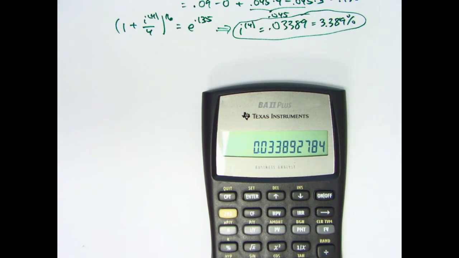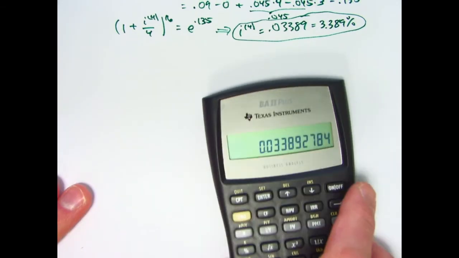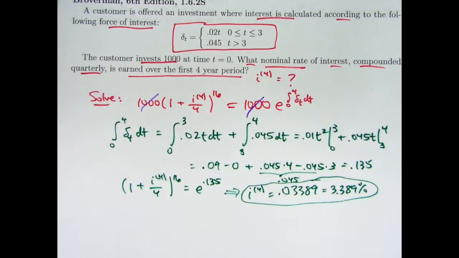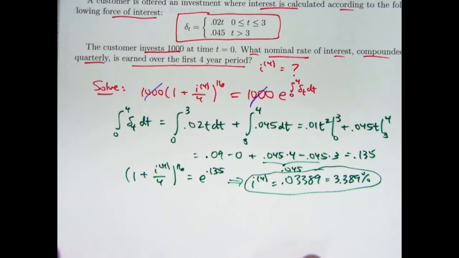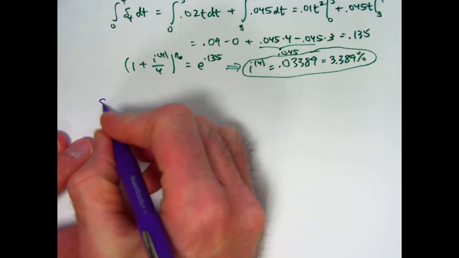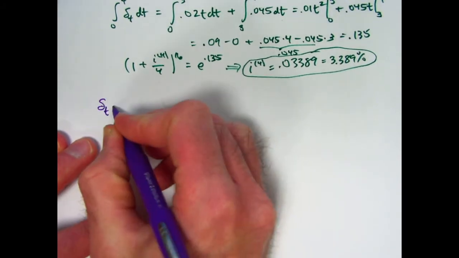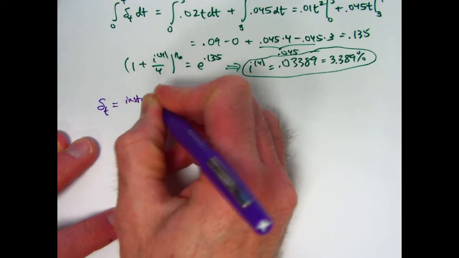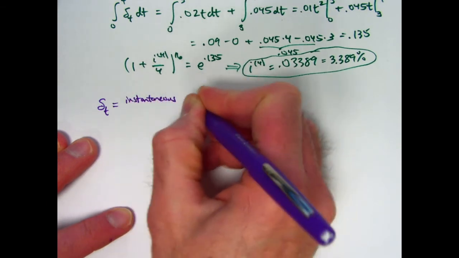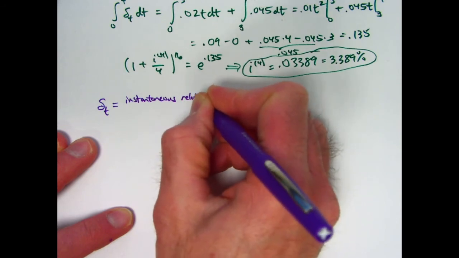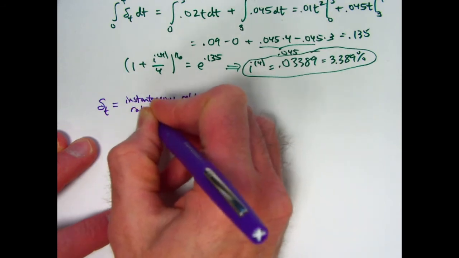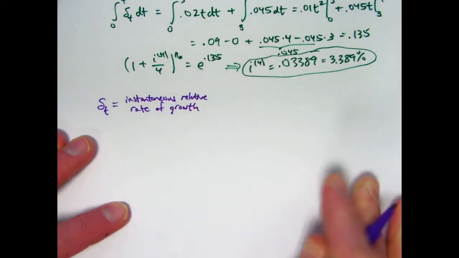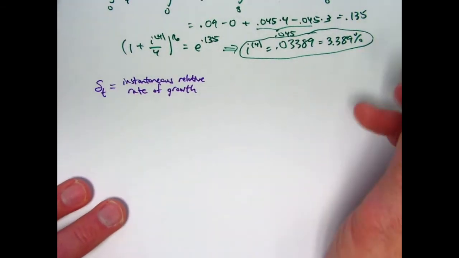All right, let's spend the rest of the video talking about what exactly a force of interest function is. By definition, delta sub t is the instantaneous relative rate of growth of your investment. Instantaneous relative rate of growth.